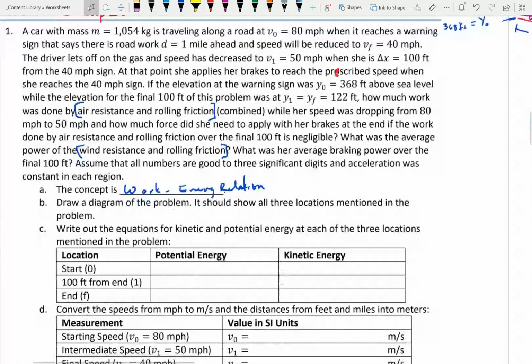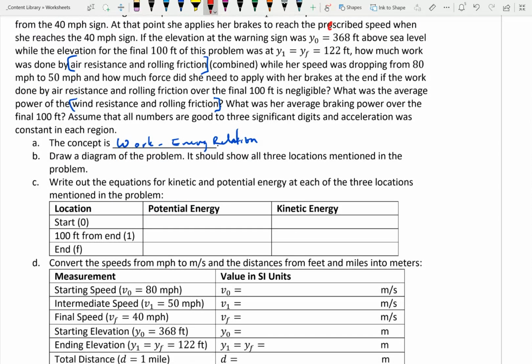So here I have a table for writing out the equation. So potential energy at the start is mass times g times y initial. Potential energy at the 100 feet place, the final place, kinetic energy, right? That's just using those equations, not very tough.